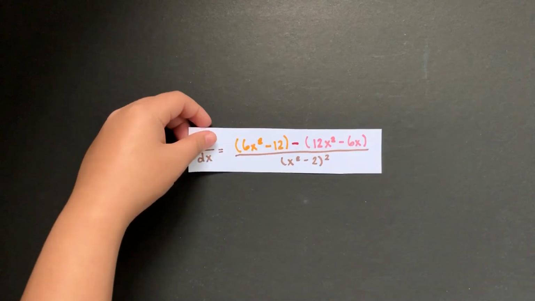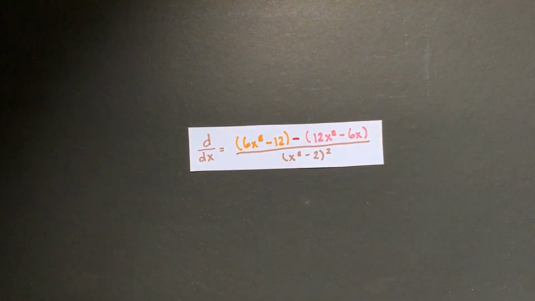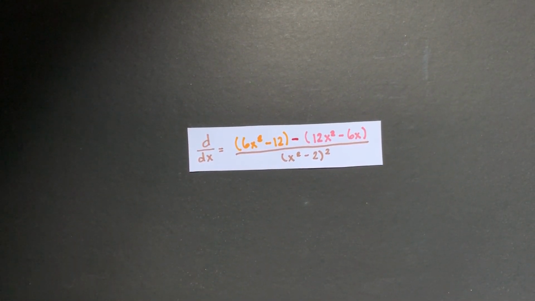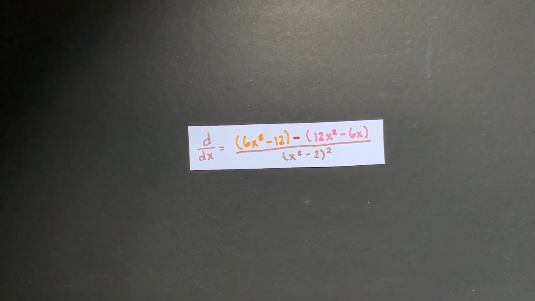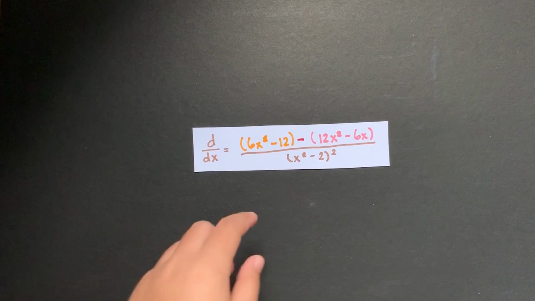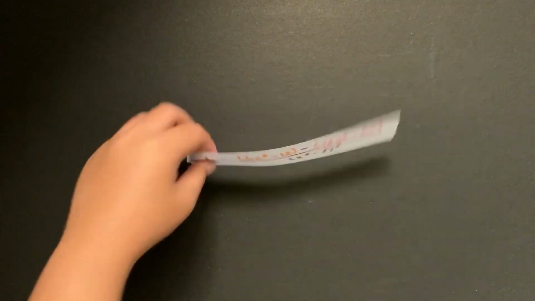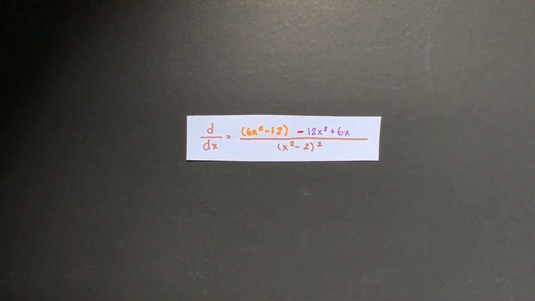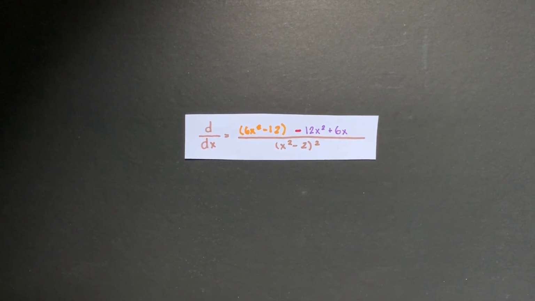After that, distribute the derivative of the function g of x to the f of x. So the answer would be 12x squared minus 6x. Then you distribute the negative sign into the terms. So that would be 6x squared minus 12 minus 12x squared plus 6x all over x squared minus 2 raised to the power of 2.